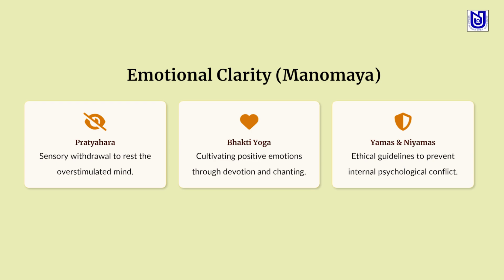Therefore, for the Manomaya Kosha, practices such as Pratyahara, that is sensory withdrawal to rest the overstimulated mind, Bhakti Yoga, that is cultivation of positive emotions through devotion and chanting, Yamas and Niyamas, that is ethical guidelines to prevent internal and psychological conflict, and Dhyana become important tools for balancing our mind and emotional clarity.